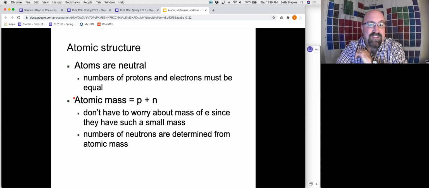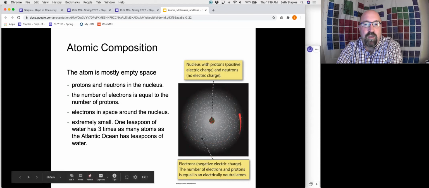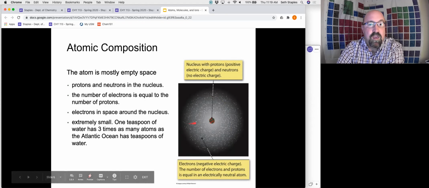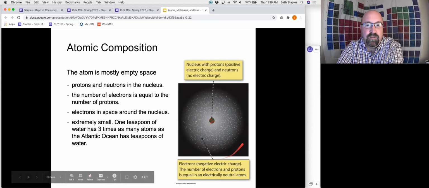The atomic mass, like I said, nearly all of the mass is located in the nucleus. And so we consider the atomic mass to be the mass of the protons plus the neutrons. And we can determine the number of neutrons from this mass, and we'll see how to do that. Like I said, most of the volume of the atom is taken up by the electrons, or the space where the electrons reside, rather. We have our protons and our neutrons in the nucleus. The number of electrons equals the number of protons, and electrons are in this space outside the nucleus.